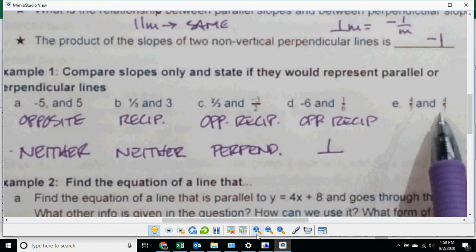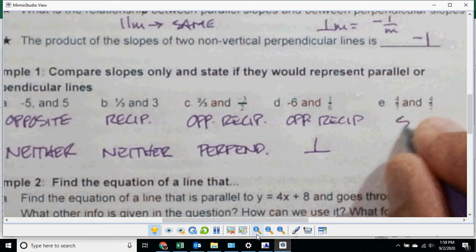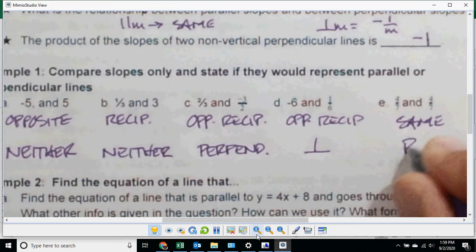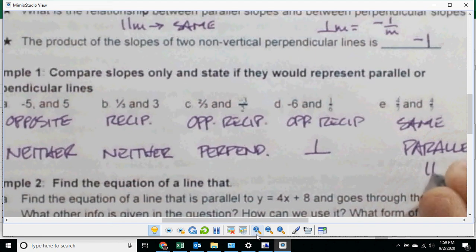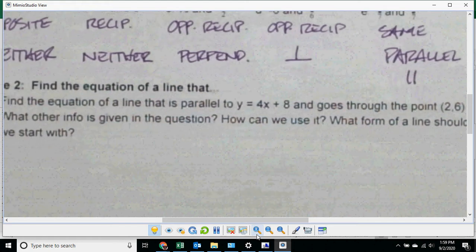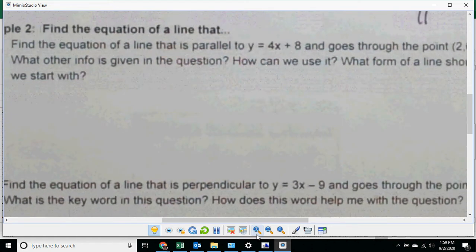Next, I have 4 over 7 and 4 over 7. Those are the same slopes. So those are parallel. All right. Easy peasy lemon squeezy.